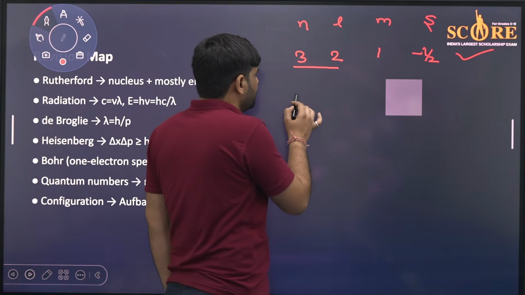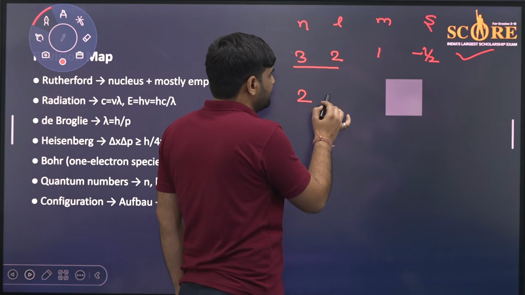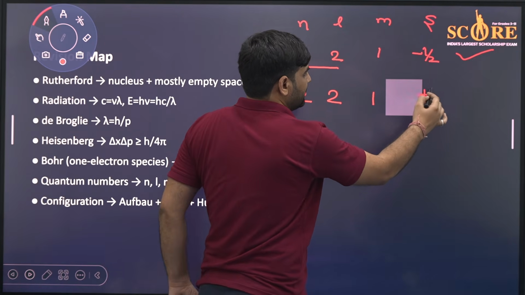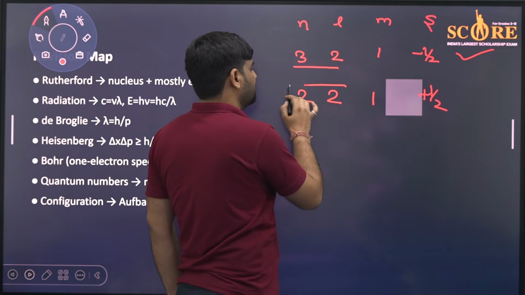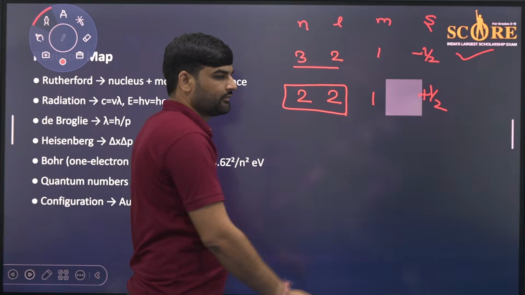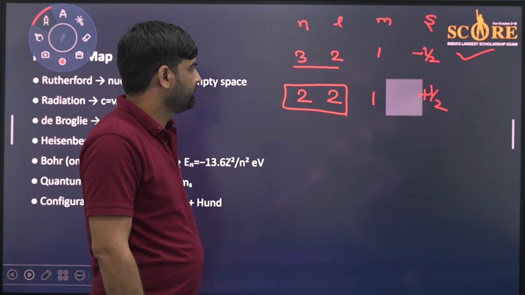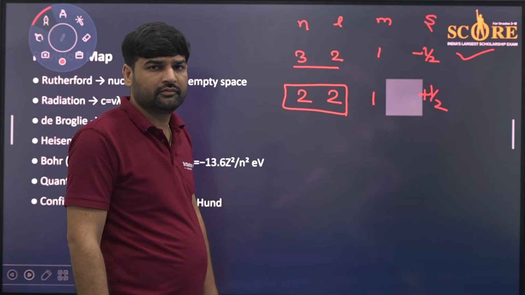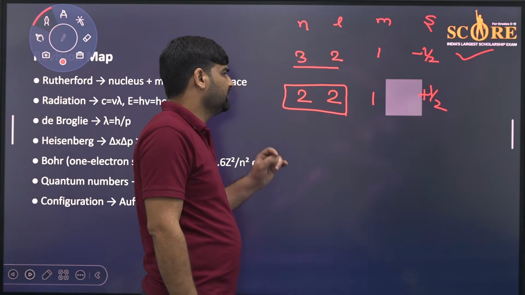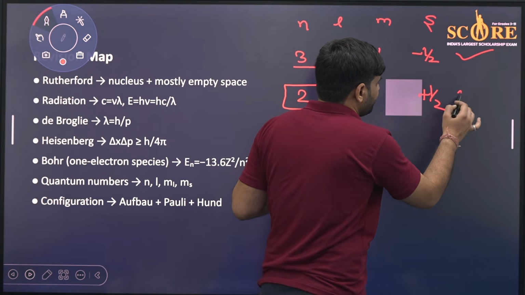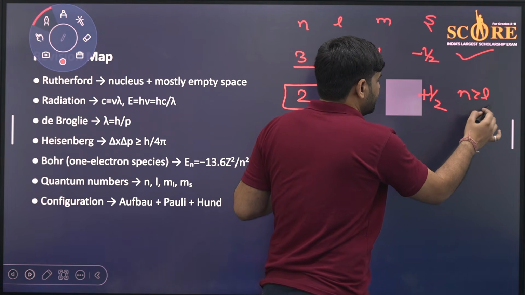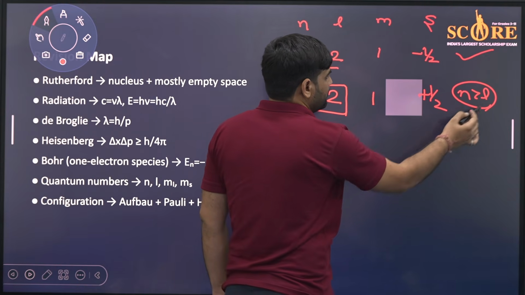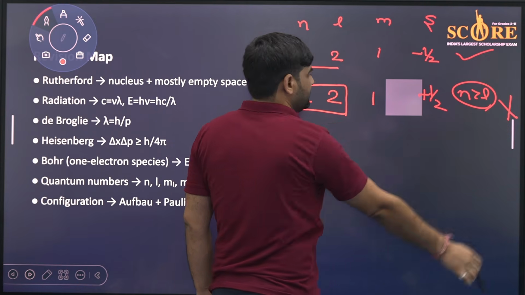Now, the principal quantum number is this, the azimuthal quantum number is this, and the spin is plus half. This set of quantum numbers is incorrect. Why? Because n is always greater than l; n and l never become equal. So this quantum number set is incorrect.